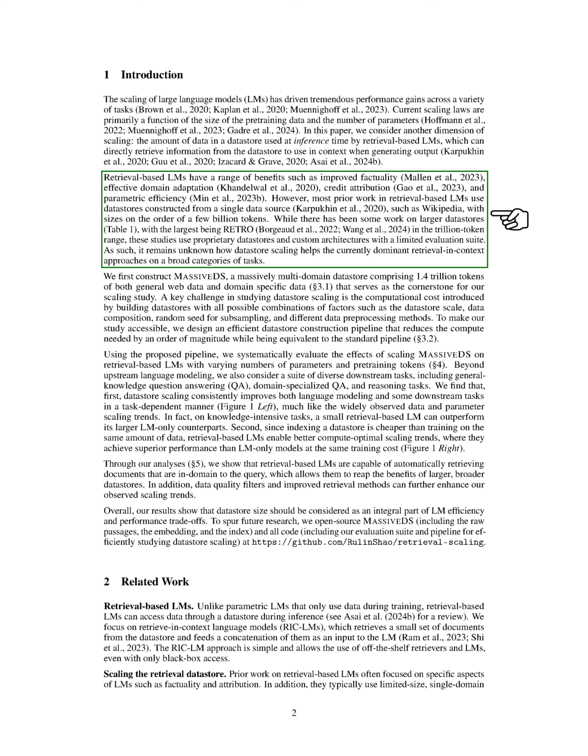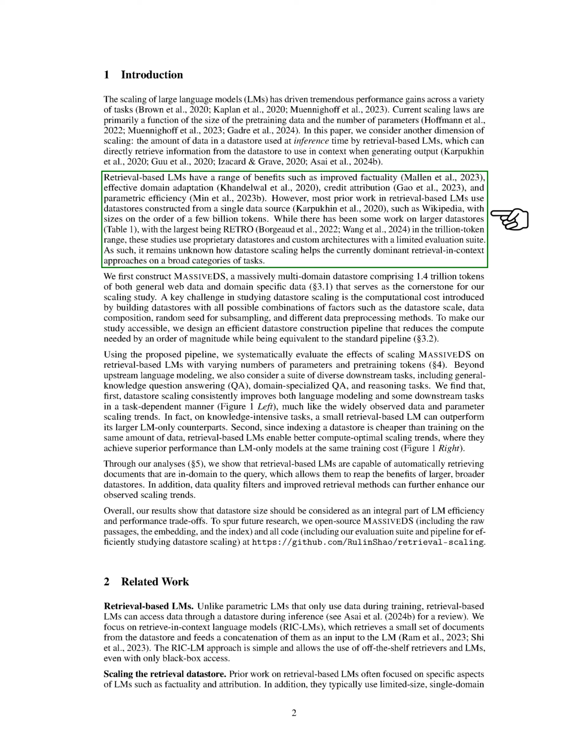Retrieval-based LMs offer several advantages, including better factual accuracy, effective adaptation to specific domains, clearer credit attribution, and more efficient use of parameters. Yet, most previous research on these models has relied on datastores created from a single source, like Wikipedia, which typically contains a few billion tokens. Although there have been efforts to create larger datastores, such as Retro, which has around 1 trillion tokens, these studies often use proprietary data and custom architectures, limiting their evaluation scope.